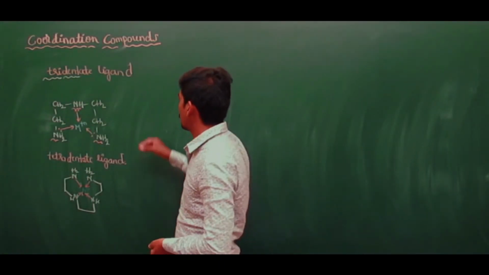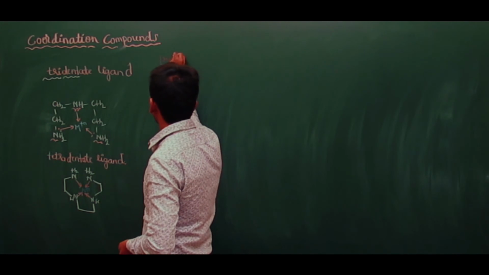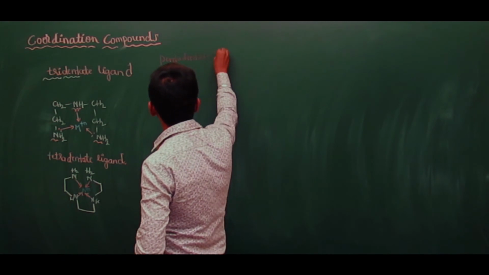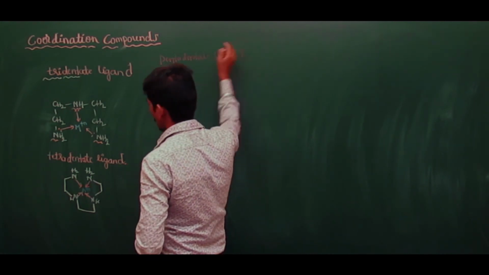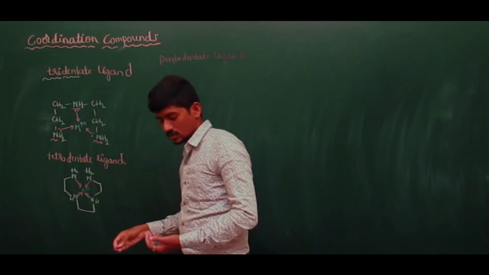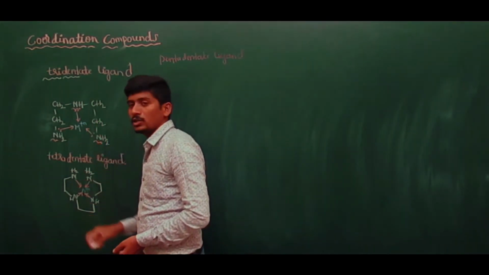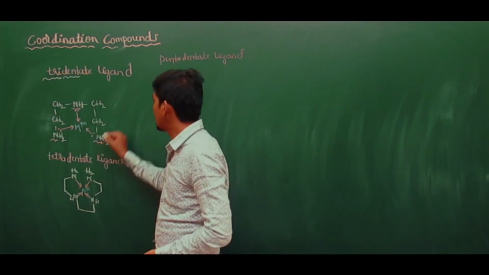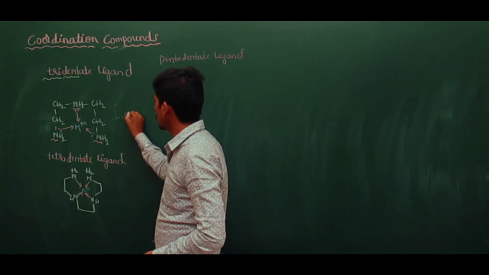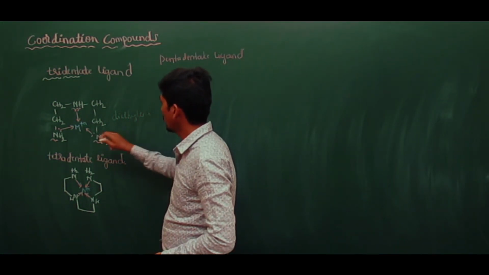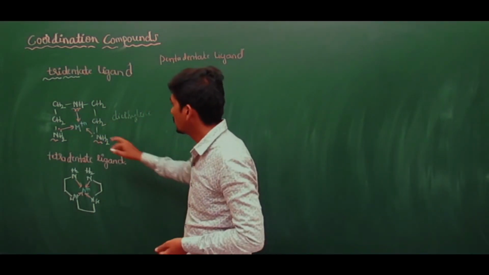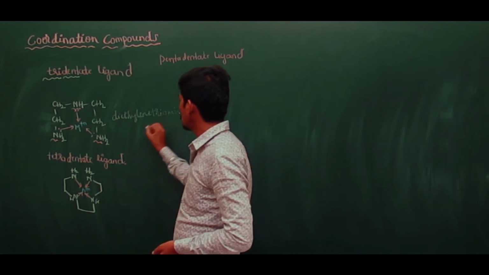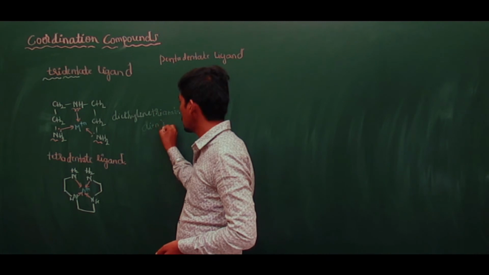Next, take an example for pentadentate ligand. What is the name of this compound? Count the number of ethylene groups. How many ethylene groups? CH2 1, CH2 second ethylene group. Ethylene. Right? How many nitrogen atoms from the amino group? There are 3. Triamine. In short, it is written as dien.